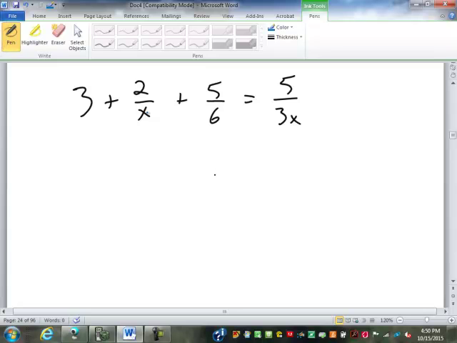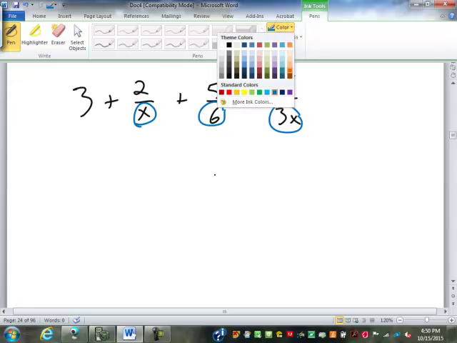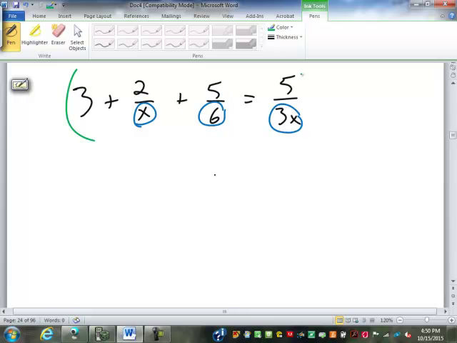We have denominators here of x, 6, and 3x. So for the numbers, we can think of it as a 1, 6, and 3. What's going to be the common denominator there? 6. Very good. For the variables, we have x. What's the highest power? 1, or just x. So we're going to multiply this whole thing by 6x.